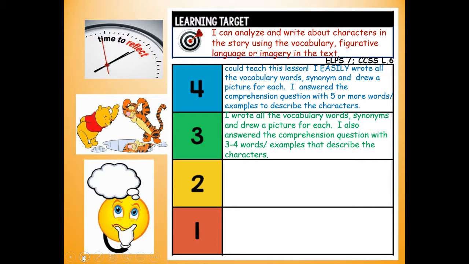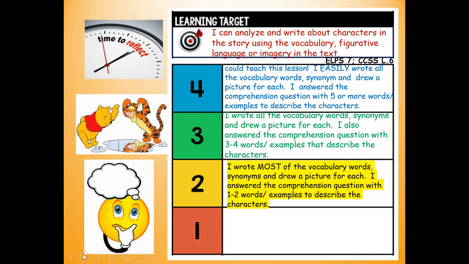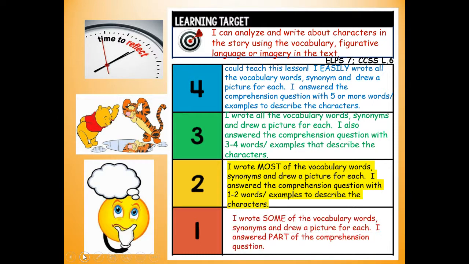Or would you give yourself a 3? I wrote all the vocabulary words, synonyms, and drew a picture for each. I also answered the comprehension question with 3 to 4 words or examples to describe the characters. Or would you give yourself a 2? I wrote most of the vocabulary words, synonyms, and drew a picture for each. I answered the comprehension question with 1 or 2 words and examples to describe the characters. Or 1, I wrote some of the vocabulary words and drew a picture for each and answered part of the comprehension question. How do you think you did? 4, 3, 2, or 1?